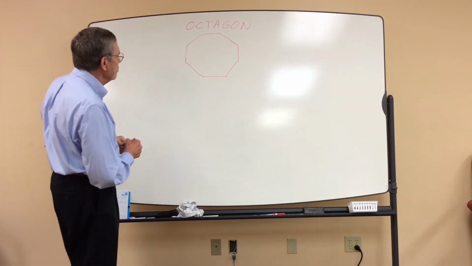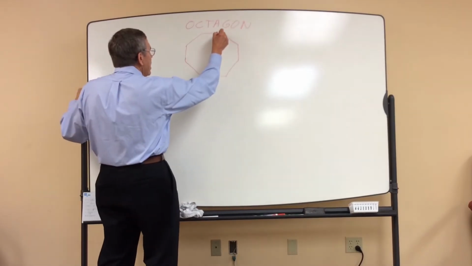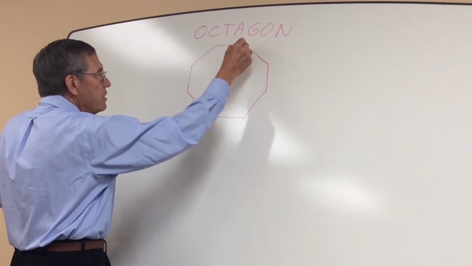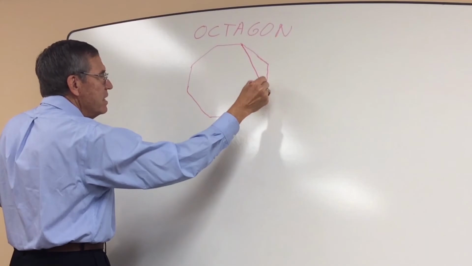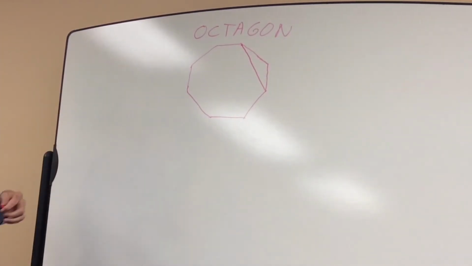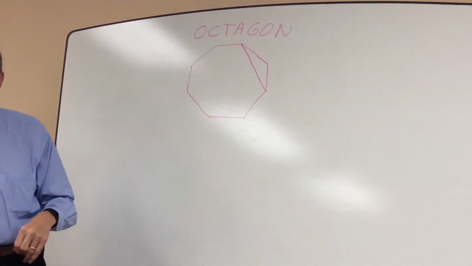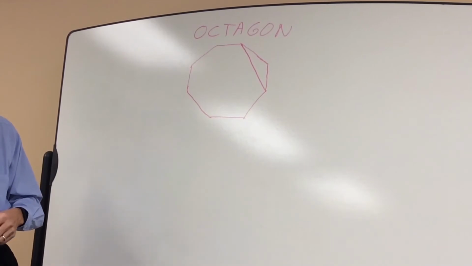Now what is a diagonal? Well, a diagonal is some line that connects one vertex to another vertex that bypasses an intermediary or several intermediary vertices.